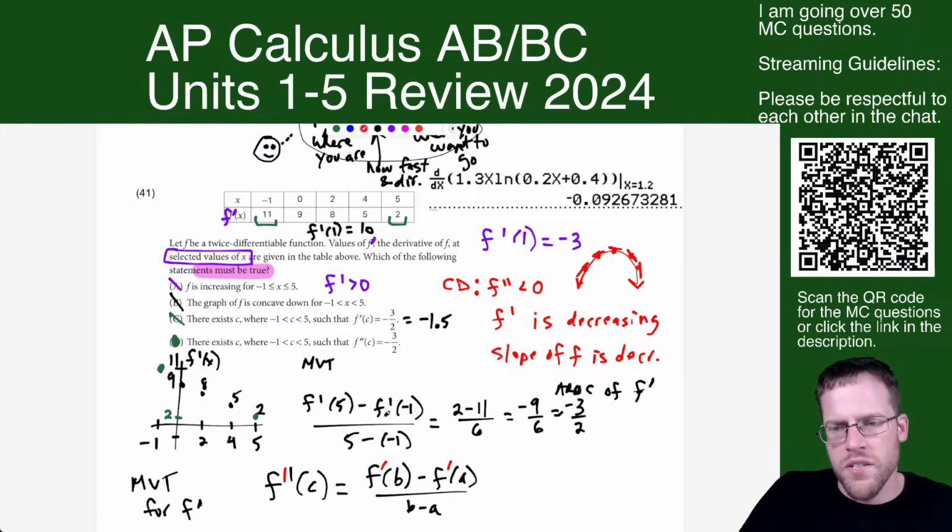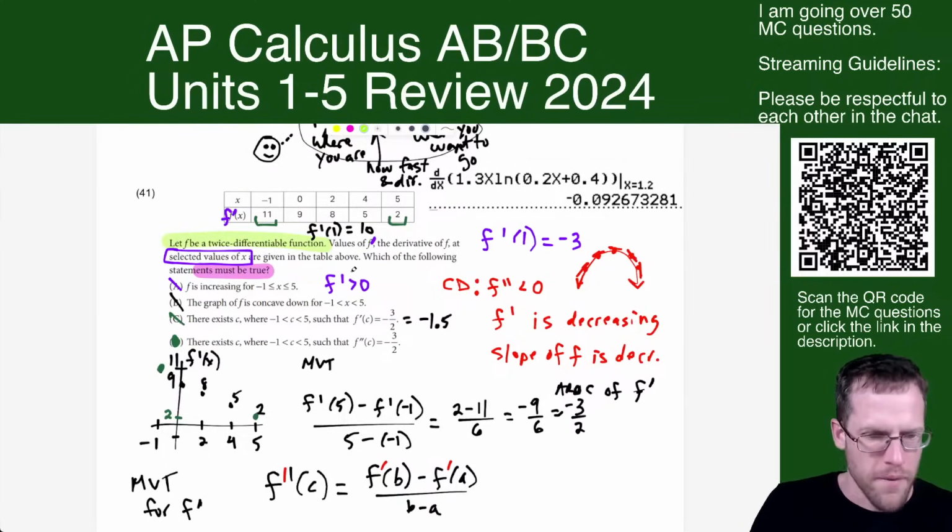So that's basically what we did. We applied MVT to f prime. So this guarantees that f double prime will be equal to this. And they said because f is twice differentiable. So all of this is possible because f is twice differentiable. So choice D.